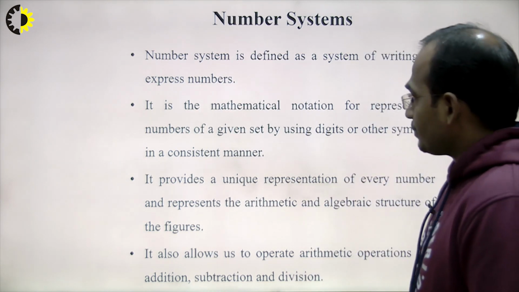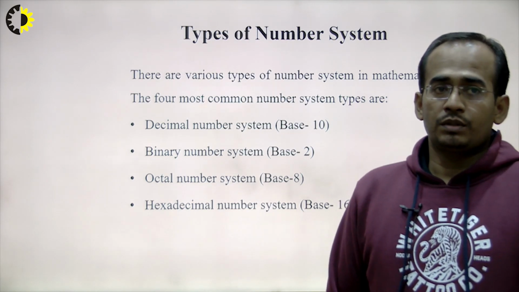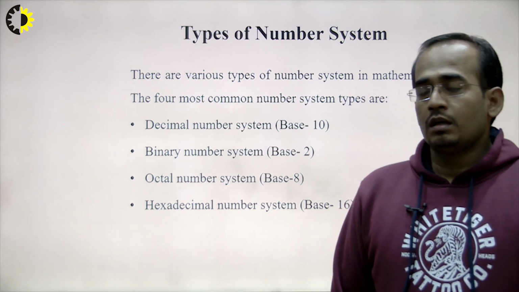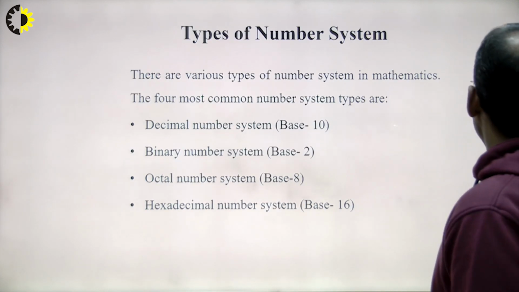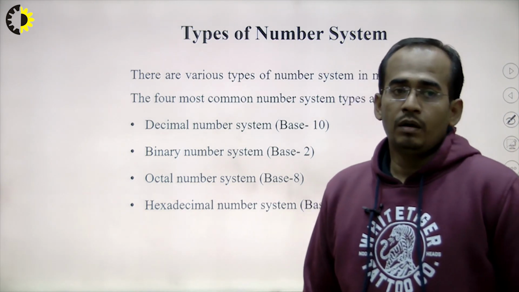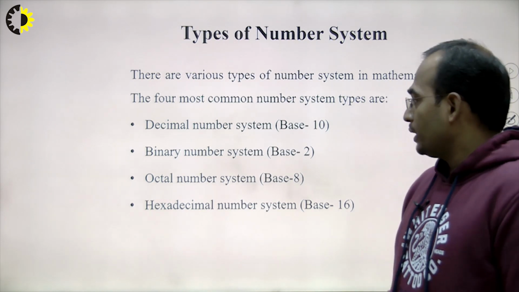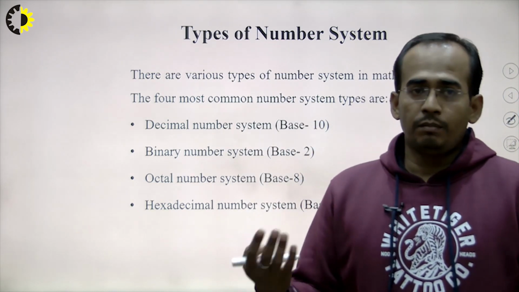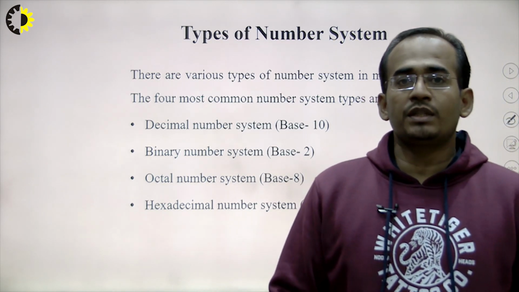Basically, there are four types of number systems used in practice. First is the decimal number system, second is the binary number system, third is the octal number system, and fourth is the hexadecimal number system. In the decimal number system the base is 10, in the binary number system the base is 2, in the octal number system the base is 8, and in the hexadecimal number system the base is 16.